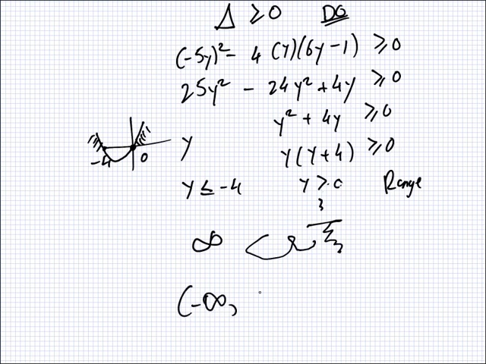Minus infinity to -4 closed, union 0 to infinity. Okay. That's a difficult one, maybe too difficult for the MCQ, but I'll give you one that's like this but a bit shorter, okay?